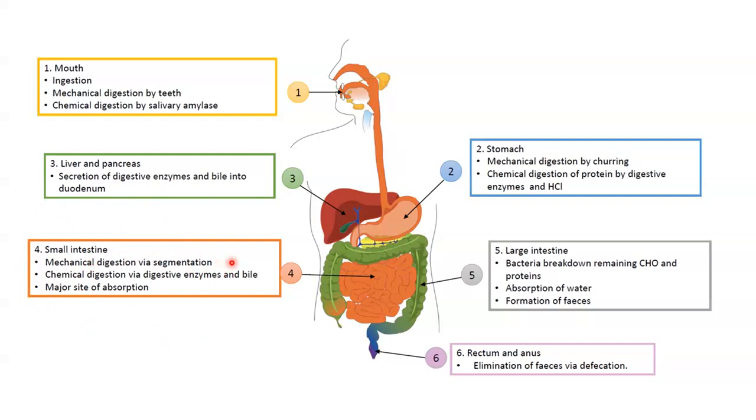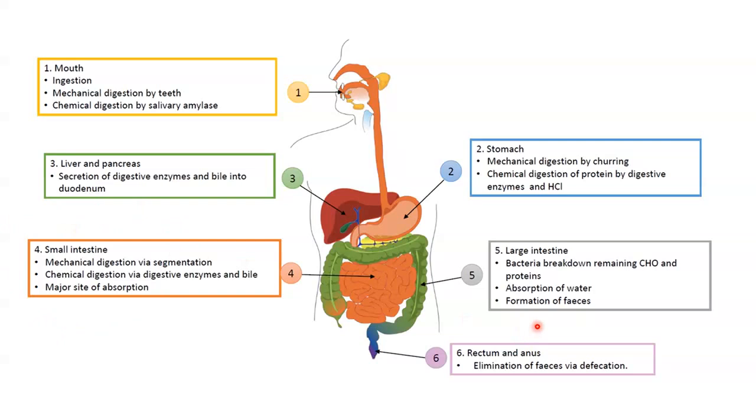It can be involved in mechanical digestion via segmentation, which is a bit of a mixing of food with the digestive enzymes. We have chemical digestion because we release a lot of our enzymes into the small intestine. And then we have absorption. So the small intestine is actually our major site of nutrient absorption in the body. So that function is really important here.